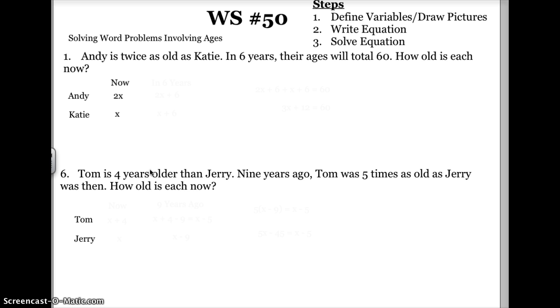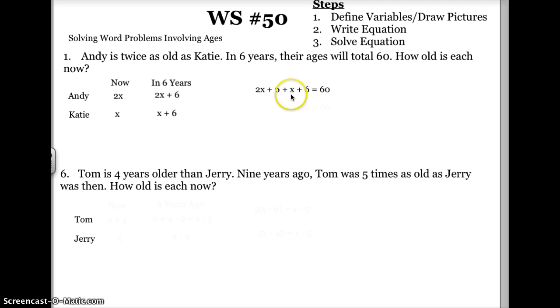Andy's twice as old as Katie, so I let Katie be x, and then Andy will be 2x. Now in 6 years, Andy's going to be 2x plus 6, and Katie's going to be just x plus 6. So I have a table I've made now, and then in 6 years. Now it says in 6 years their ages will total 60. So what I have to do is add 2x plus 6 and x plus 6 and have that equal to 60.